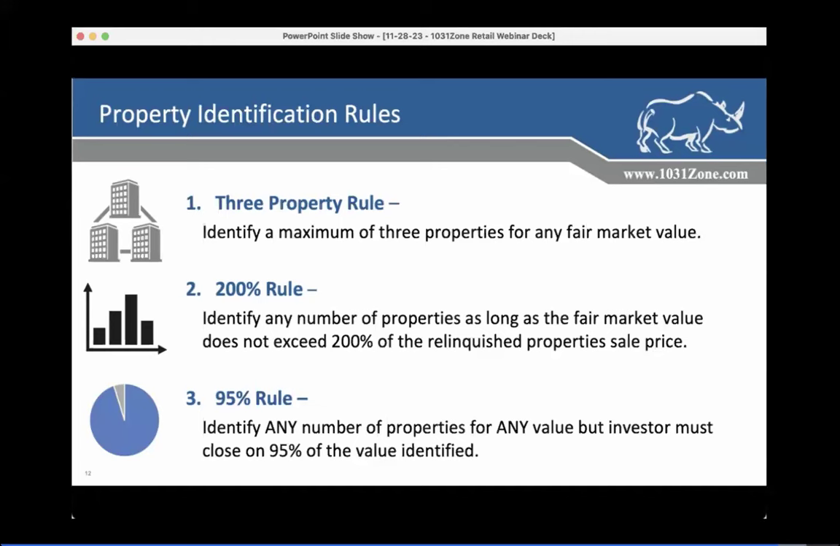But let's say you put down 1 property on there and you get past day 45 and that deal blows up. It doesn't work out. You can't close on it. Something happens in due diligence, something happens in the inspection, the seller pulls out. Guys, if that was the only property that you put down on your form, the chances are very high of having a failed 1031 exchange.